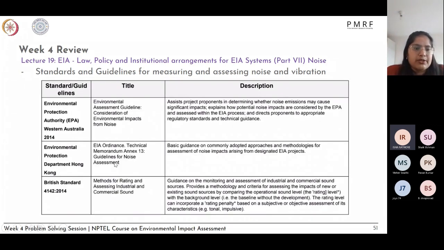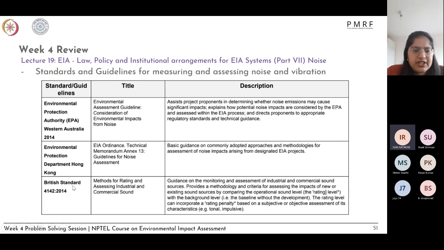And then we have the Environmental Protection Authority, EPA, which is an Australian standard, which looks at the consideration of environmental impact from noise and how it's assessed within the EIA process, how it can be regulated, and it provides standards and direct components in terms of regulatory standards and technical guidance. And then we have the Environmental Protection Department Hong Kong's EIA ordinance for the guidelines for noise assessments, how to adopt approaches and methodology for assessment of noise in EIA projects. So this is from Hong Kong.